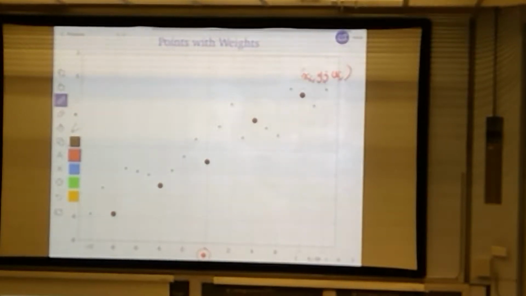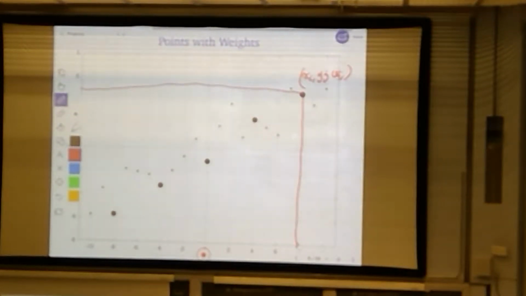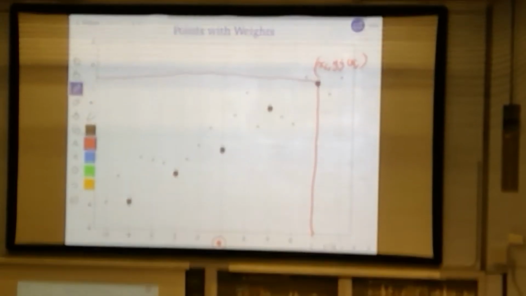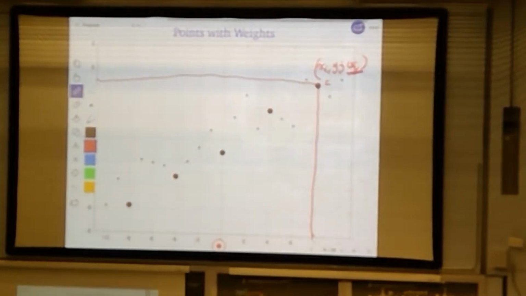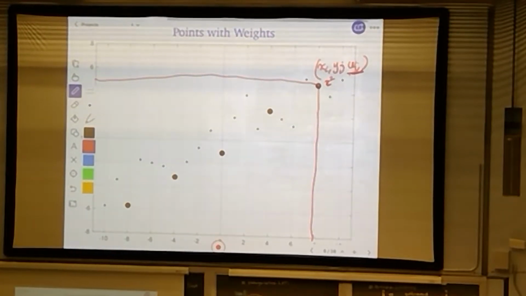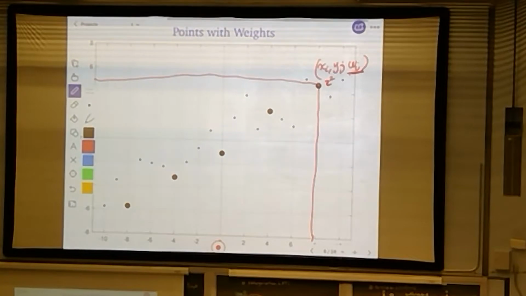Also have wi. So this is xi, this is yi, and the size of the dot, I use the size to encode the weight. This has a weight of 4. Si equals 2. Si squared equals 4. Okay?